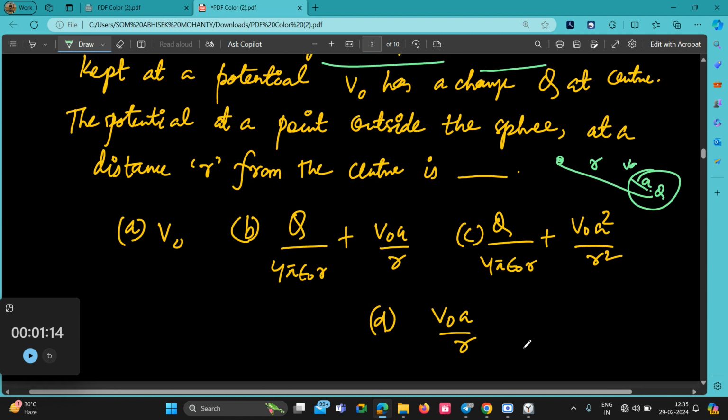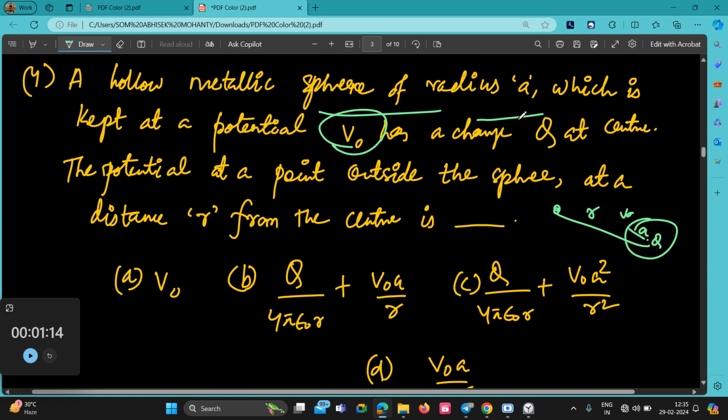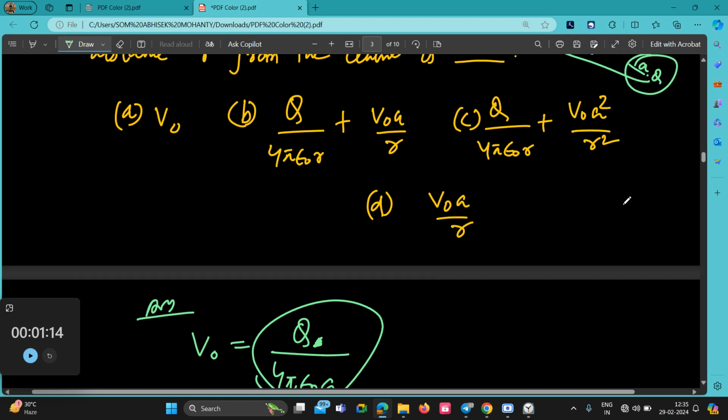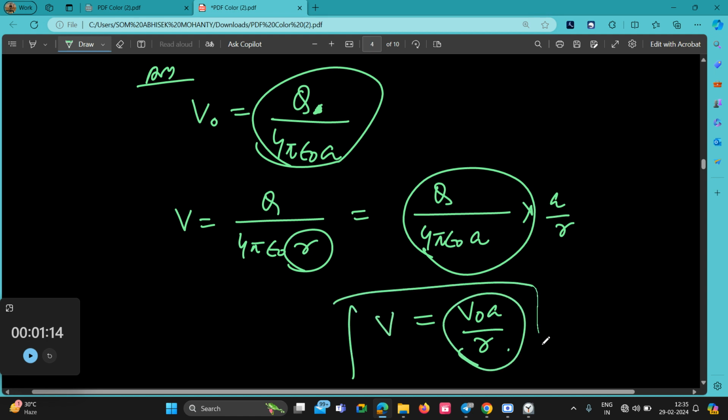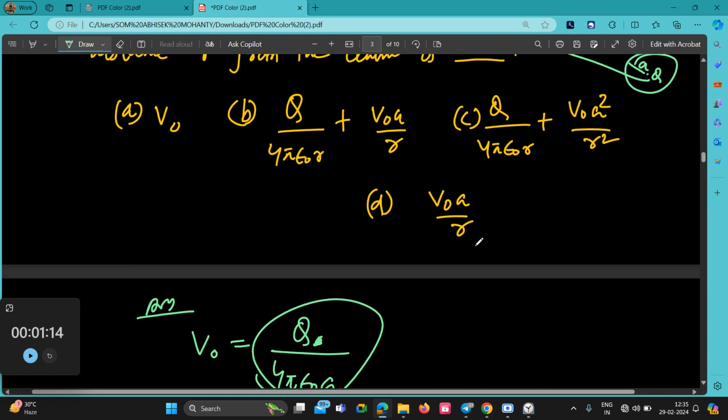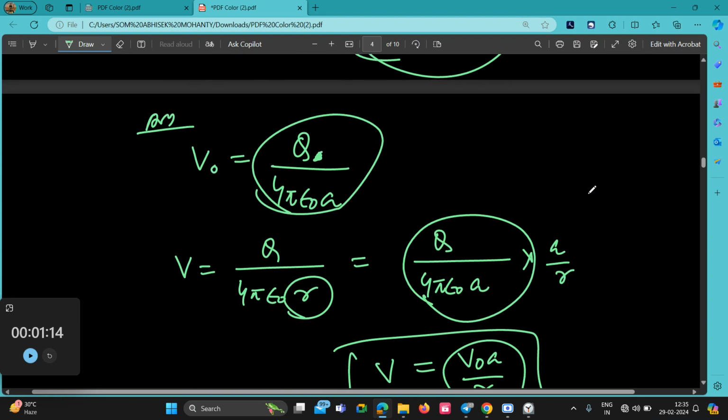Because V naught is the potential at which the sphere is kept, on the surface. So V naught is Q by 4 pi epsilon naught A. I just rewrote it in a different form, and this is your V naught A by R. So this is the final potential. If you see the options, V naught A by R, that is the answer. I hope you understood this one.